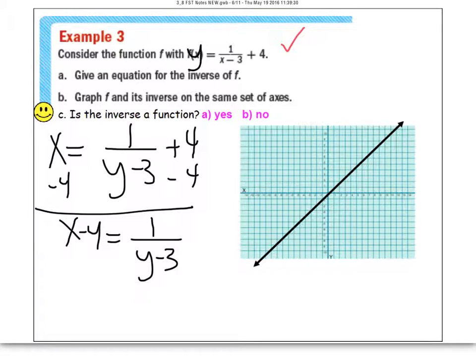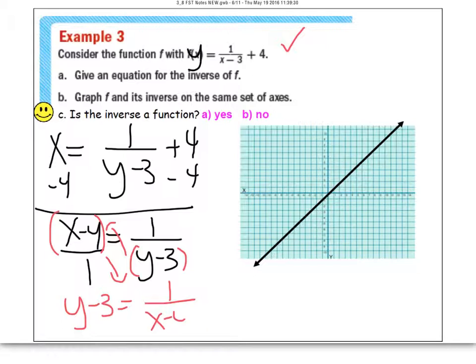Now the easiest way to solve this is to recognize that this is one complete fraction over here, and I can make this one fraction too by putting it over 1. You can actually cross multiply on here, which means I can take y minus 3 and move it up, x minus 4 and move it down. The only time you can cross multiply is when you have one fraction set equal to another. If there had been something else written out here, you can't do it, so be careful. So I'm going to take this whole piece and move it up, take this piece and move it down. It's going to give me y minus 3 equals 1 over x minus 4.